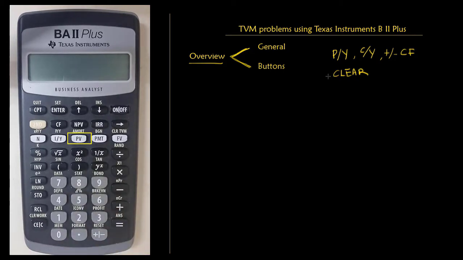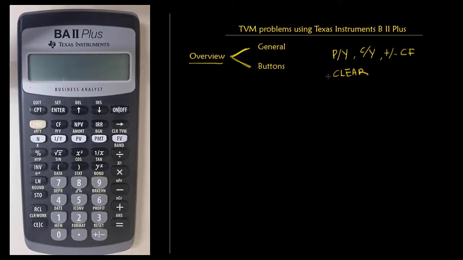Then this button PV stands for present value. So as you can guess, you enter or calculate the present value of your given problem. The next one, this button, is used to enter the payments of a problem. This is especially useful when we try to solve the annuity problems. And finally, this one is used for the future value.